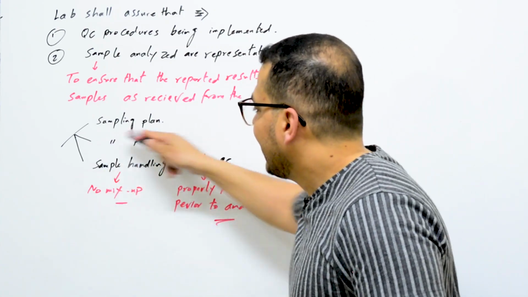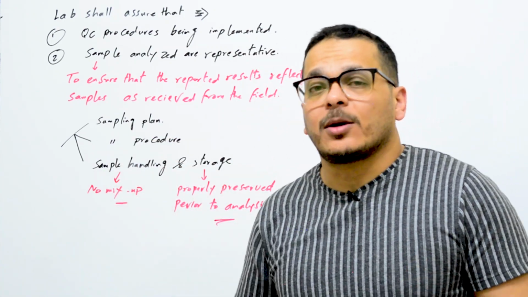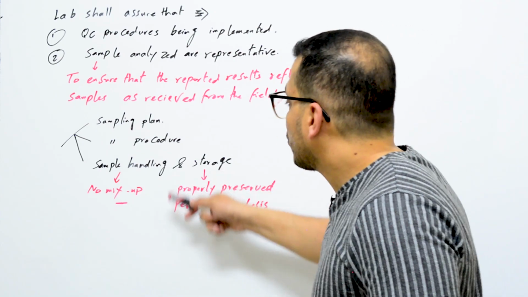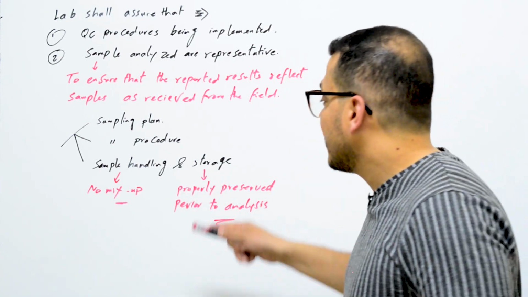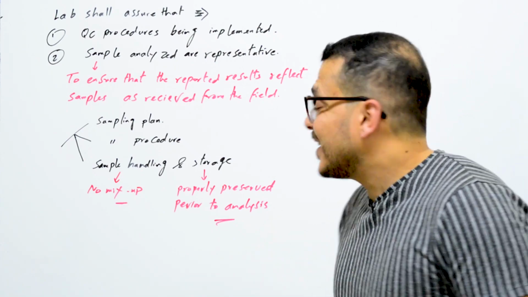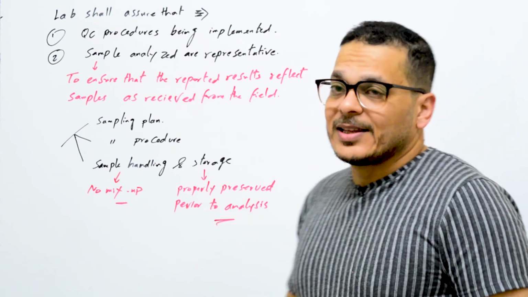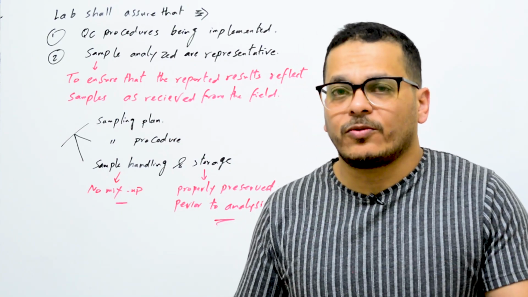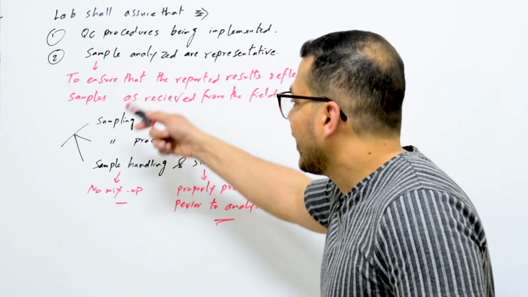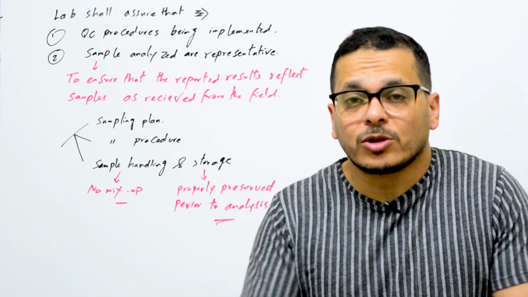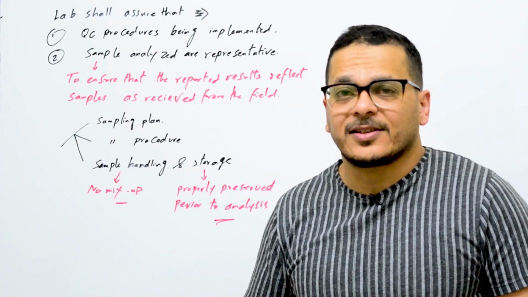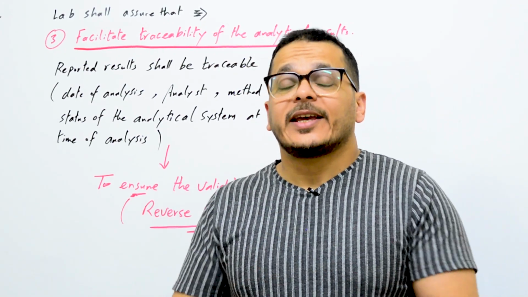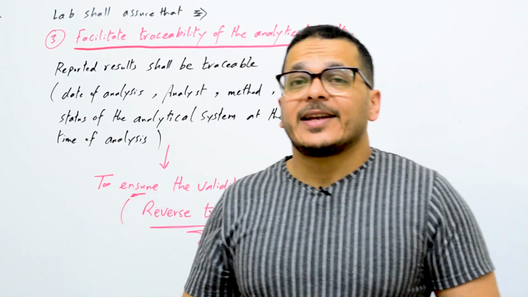There should not be any mix-up or contamination between samples. And storage is also very important. Samples should be properly preserved prior to analysis. So handling and storage is very important for any lab, whether you are responsible for sampling or not. But the sampling plan and procedure, if you are responsible for sampling, you shall prepare. Once you receive the sample from the customer, you shall preserve it well at a specific temperature until analysis.